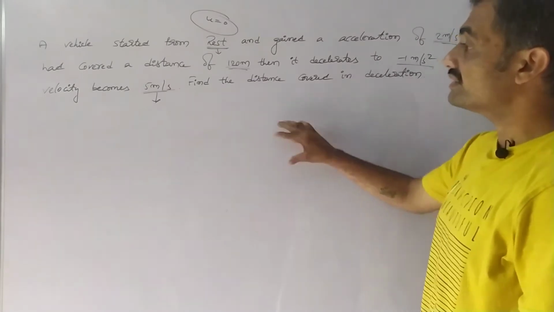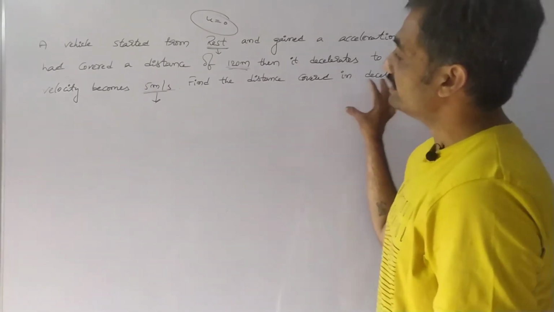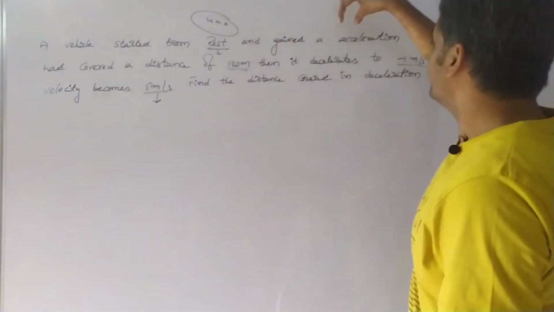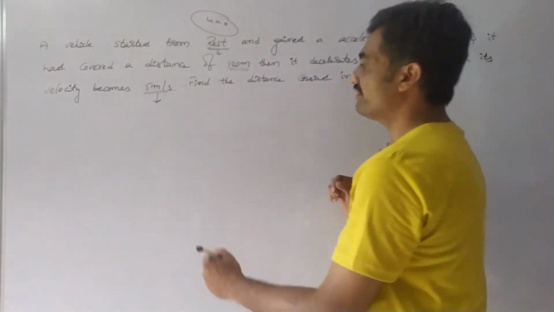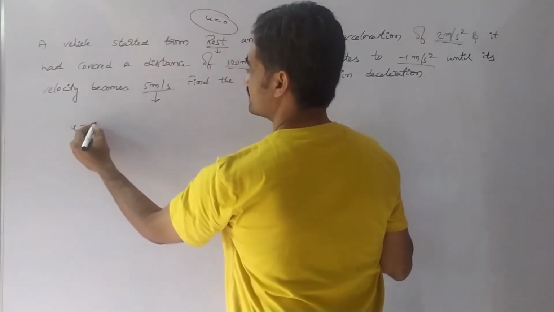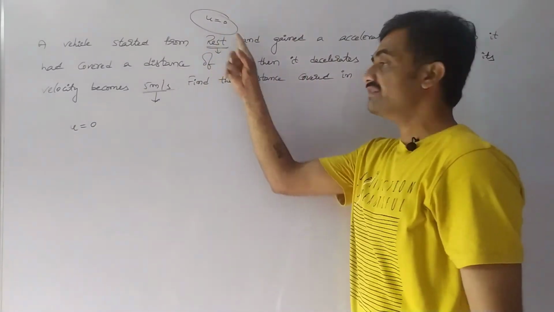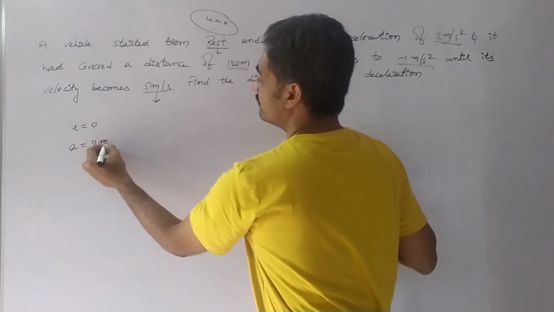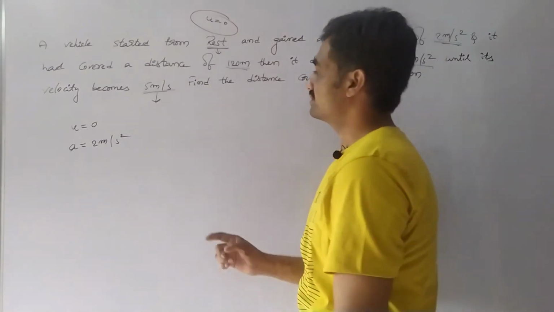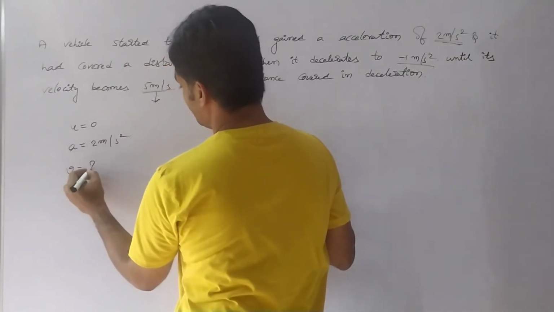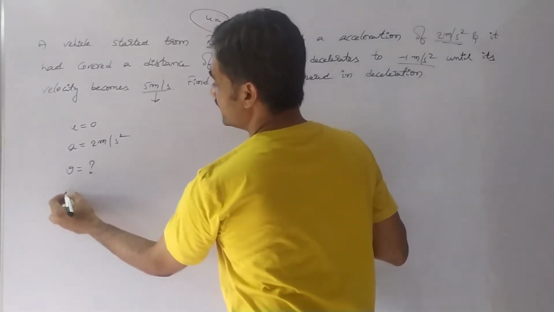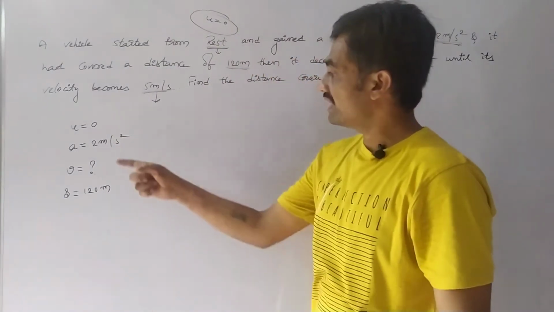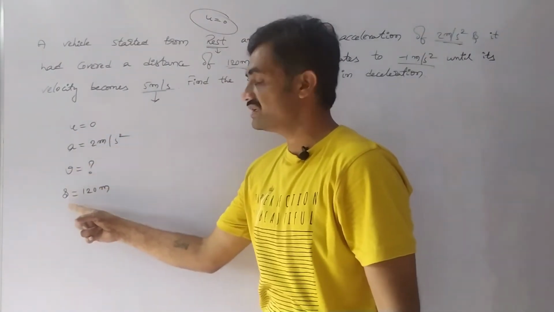In the case of deceleration, after applying the brakes, we have to find the distance covered. To find this, first we have to find the final velocity in the case of acceleration. Let us consider the initial velocity. It is 0, because the body started from rest position, and the acceleration is a equals 2 meter per second square. We have to find the final velocity, and the distance covered is s equals 120 meter.